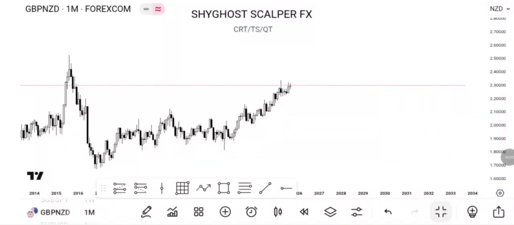Okay, welcome, guys. Welcome. So this is a sort of trade breakdown, preparation for next week. How do I anticipate my weekly bias on GBP NZD, right?